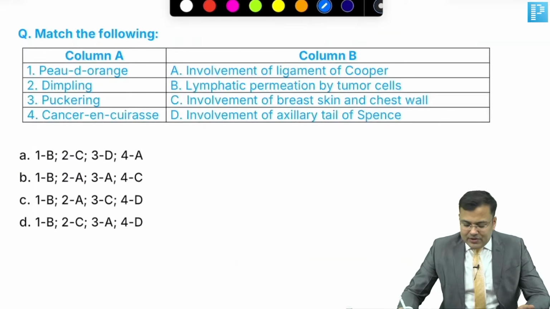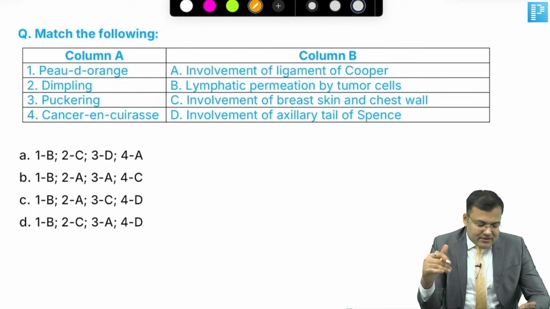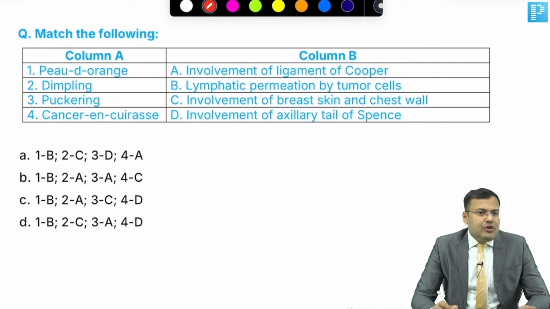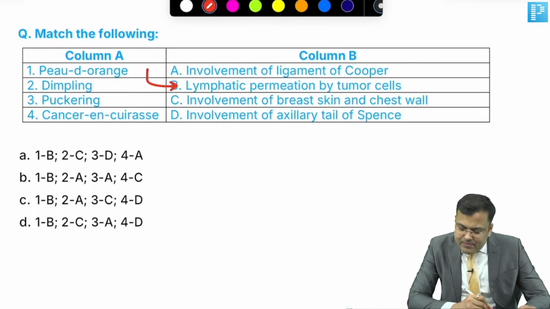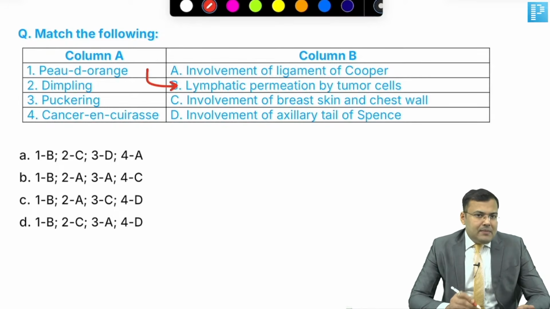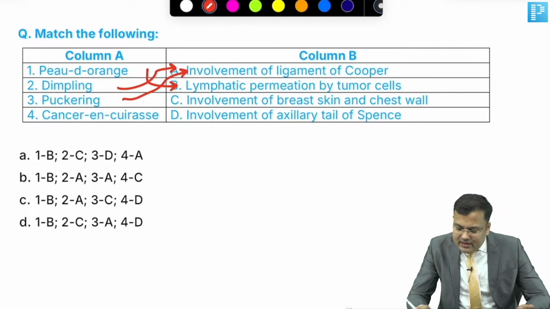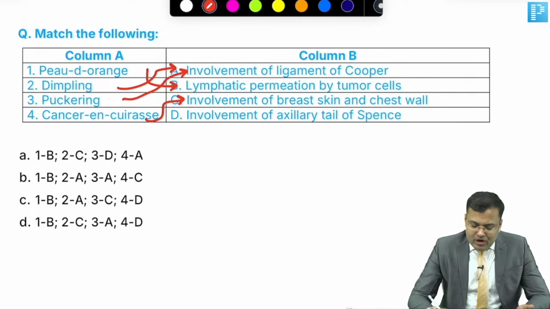Okay. Now see the next question. See, it's very important, and multiple times this question was asked, guys. Tell me what is the correct answer. One by one, let's discuss. First, peau d'orange, and you know peau d'orange is because of lymphatic permeation by tumor cells. There is dimpling, there is puckering. Both dimpling and puckering are because of involvement of ligament of Cooper, and cancer en cuirasse is because of involvement of breast skin and chest wall. So guys, what is the correct answer?